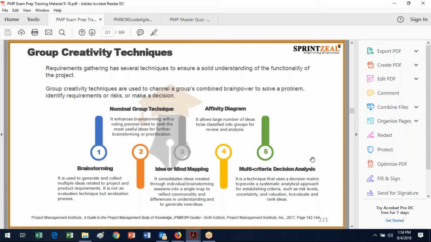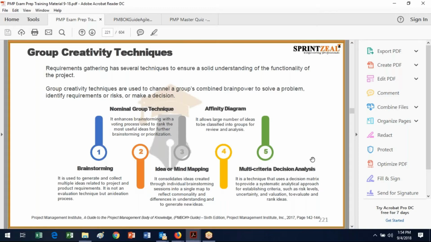Now, did we finish with the group creativity? No, we didn't. We talked a little bit about nominal group technique, and remember that was a refinement to brainstorming, and they rank the most useful ideas.